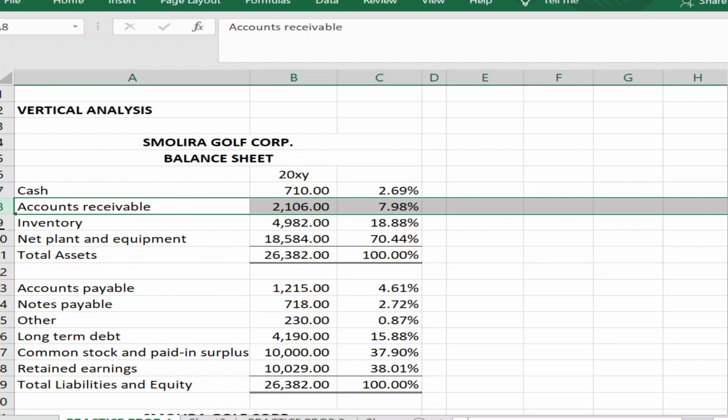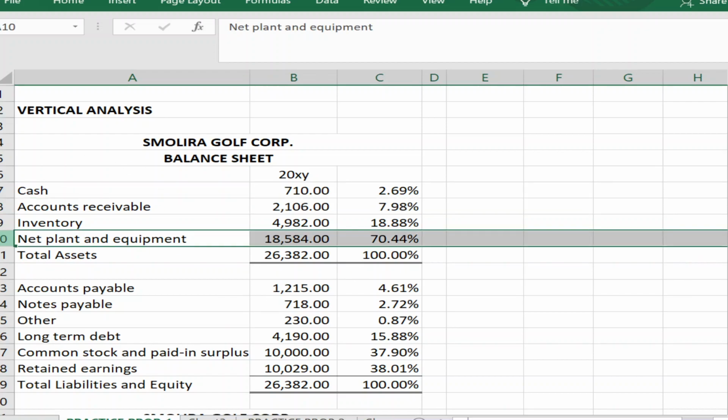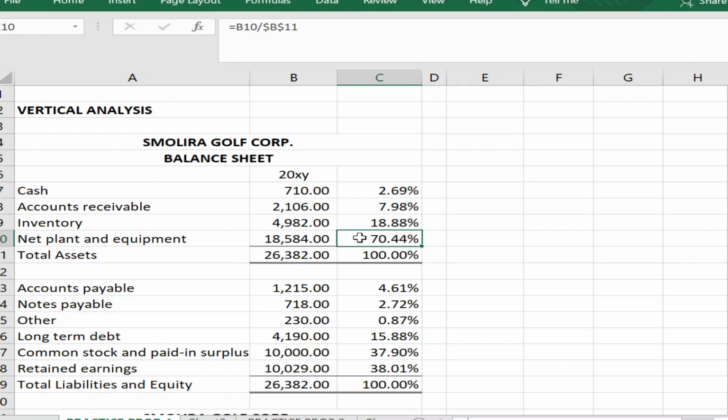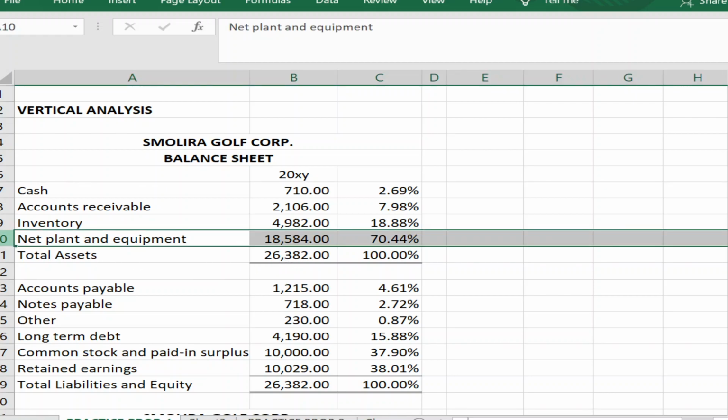We can also see here that our net plant and equipment covers most of our total assets, which is 70.44% of the total assets. So we can say that the company heavily invests in plant and equipment.